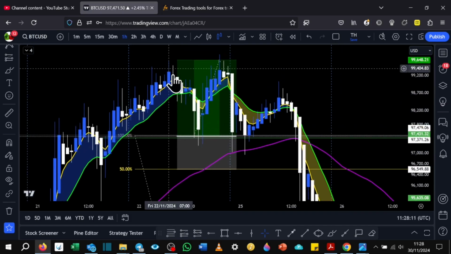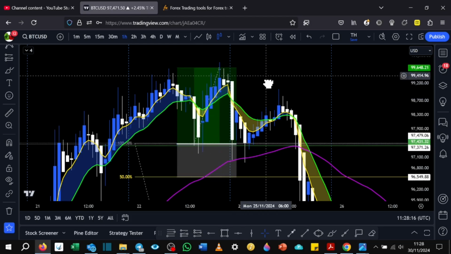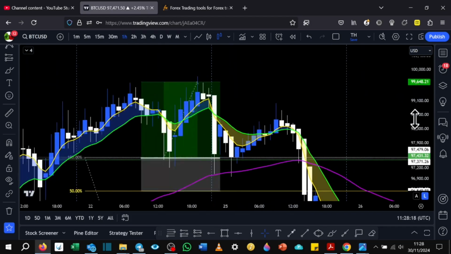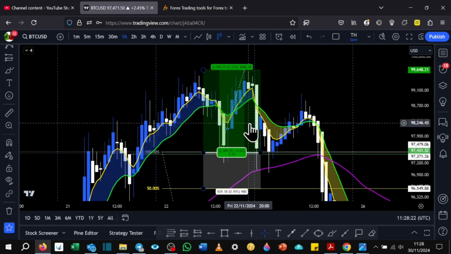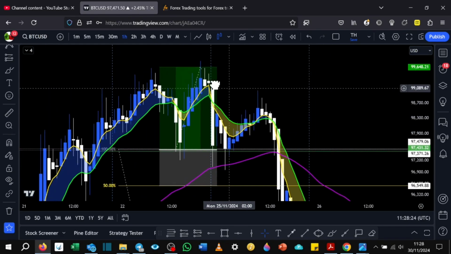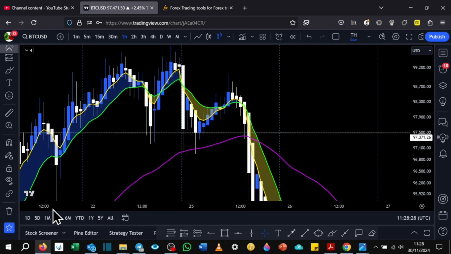So as you can see, price has slammed down. We've entered into the trade there. It's reversed, and this wick above here has given us our TP, and that was a 1 to 2 trade. So yeah, very happy with that trade.